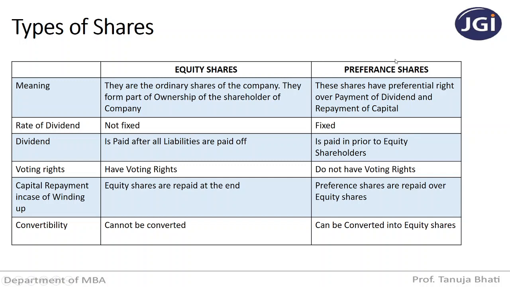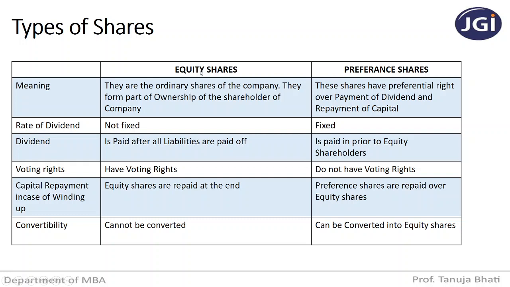So, a preference shareholder will get the dividend first when compared to the equity shareholders. And in case of repayment of capital, their capital will be repaid first. So they have the preferential right over two things, that is payment of dividend and repayment of capital. Now what is dividend? It is nothing but a reward given to the shareholders for the money that they have invested in the company. Now what is going to be the rate of dividend?